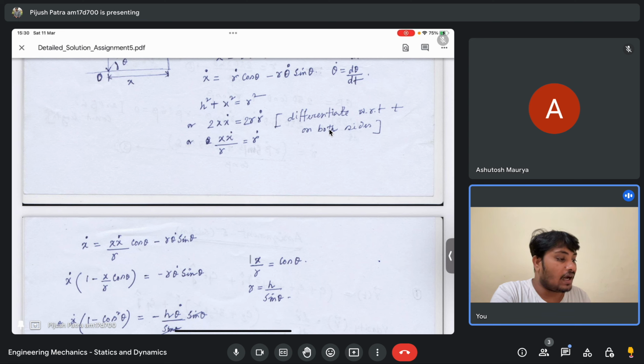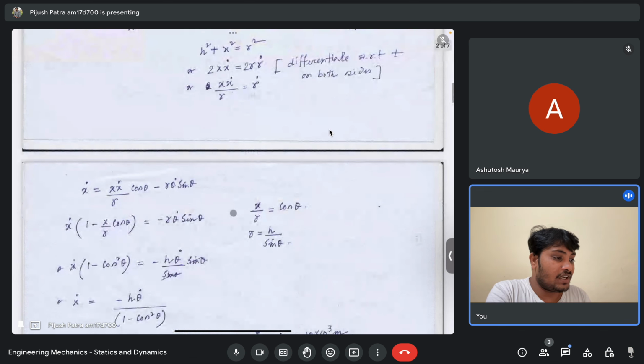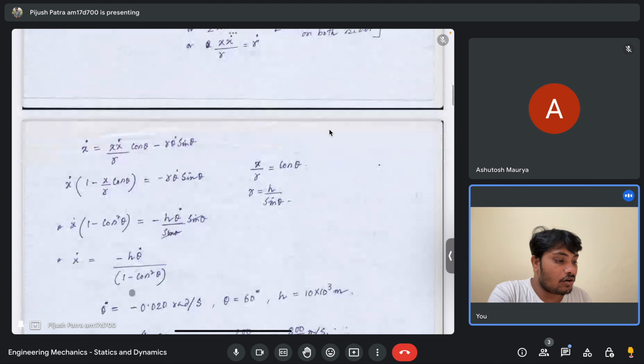Now again x by r is equal to cos theta, and r is equal to h by sin theta, because y is equal to r sin theta, so instead of y it is h in this case. Putting all of that in the expression, x dot into 1 minus cos square theta is equal to minus h theta dot by sin theta into sin theta. That means x dot is equal to minus h theta dot divided by 1 minus cos square theta.